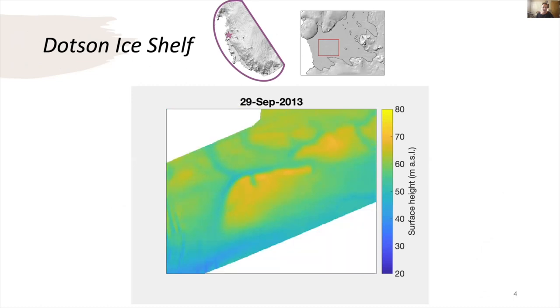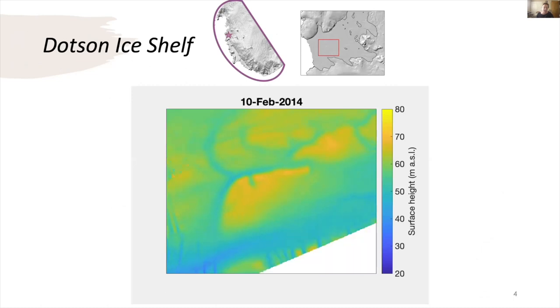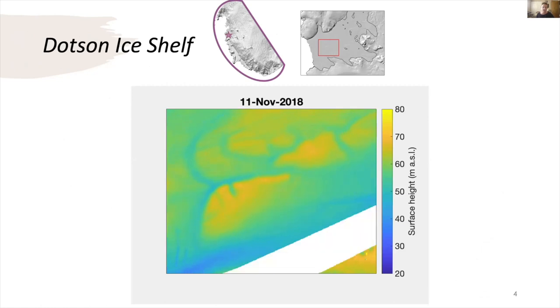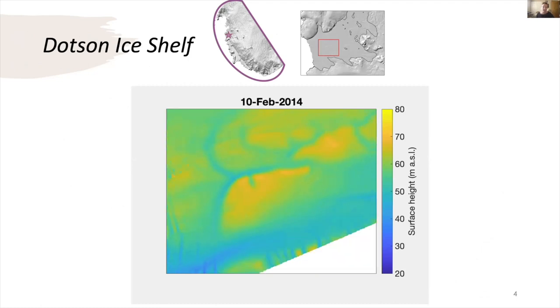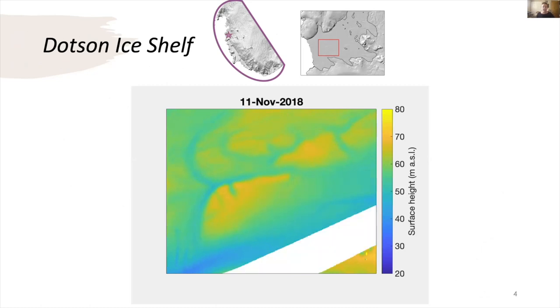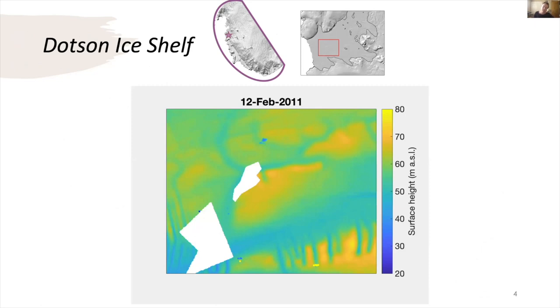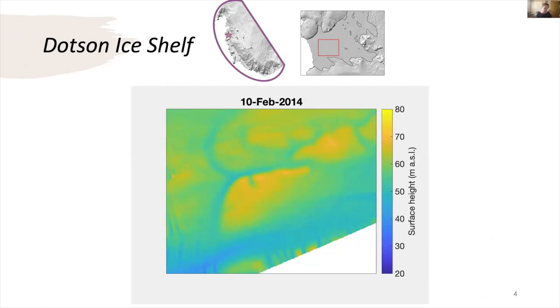And to help explain how I map the surface depressions, here's a GIF of timestamped DEMs on the Dotson ice shelf. And for each DEM, I use a local minima algorithm to locate where the surface depression is. And then I can use those coordinates to do cool analyses, such as feature tracking, to see how these channels are migrating relative to ice flow.